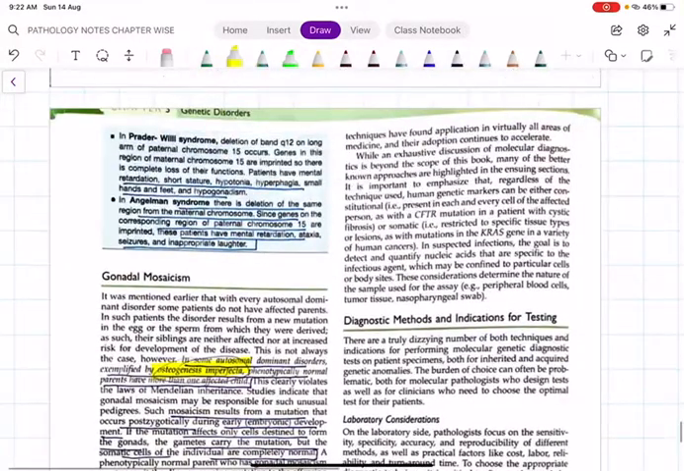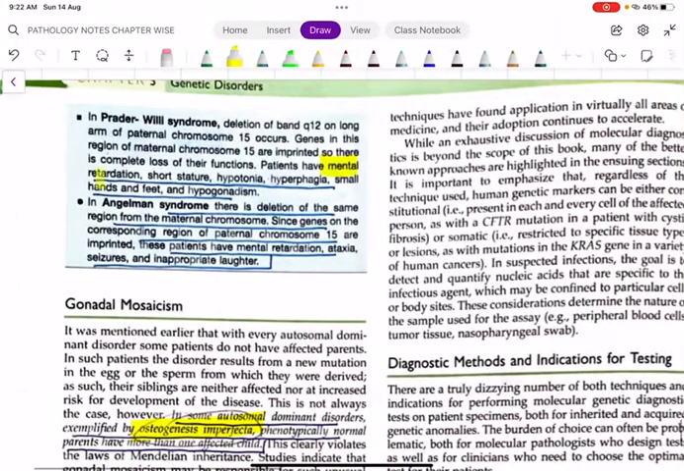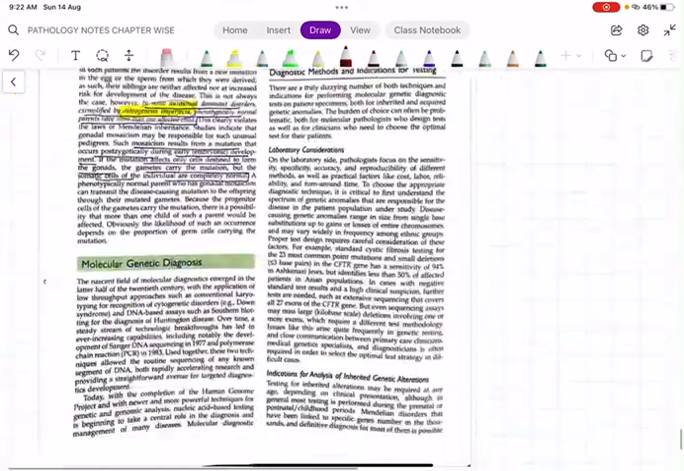So just remember, Prader-Willi syndrome: mental retardation, short stature, hypotonia, hyperphagia, small hands and feet, hypogonadism. Angelman syndrome: mental retardation, ataxia, inappropriate laughter. That is why they are called happy puppets. I hope you are clear with all these points. Good, so with this we have finished this.